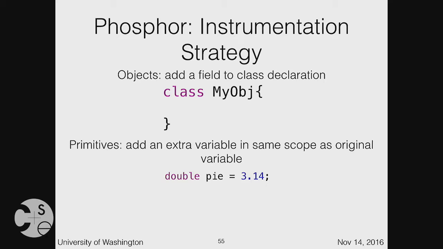At a high level, our solution is to add a variable for every value. If we have objects of some class, maybe this is easy. We could add some new variable that stores our taint. If we have some local variables, maybe we can add some new variable in the same scope. We'll just make a new local variable.